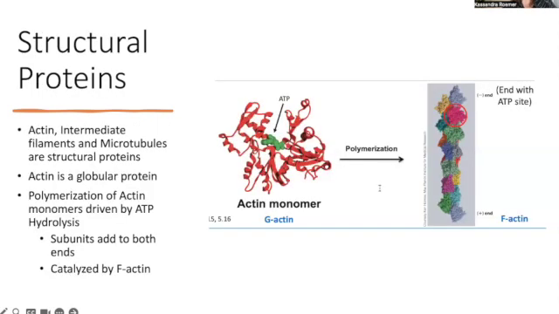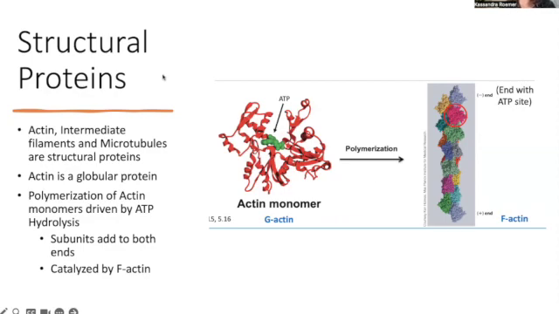All right, so we have talked about globular proteins, myoglobin, hemoglobin. Next, we're going to talk about structural proteins, so proteins that contribute to different structural functions. So we have actin, intermediate filaments, and microtubules. Those are all different types of structural proteins.